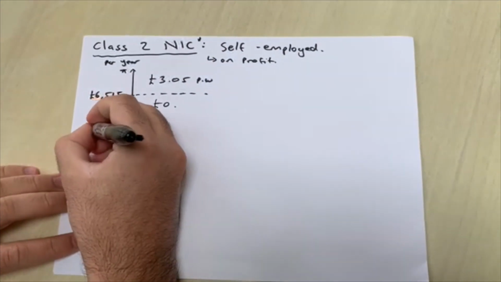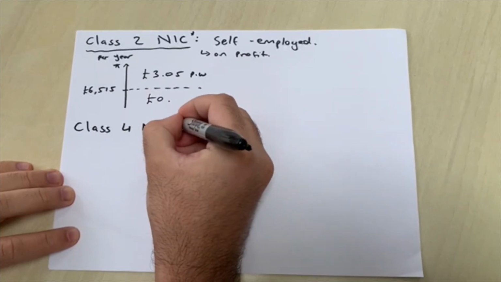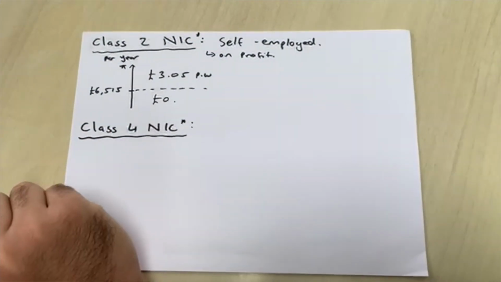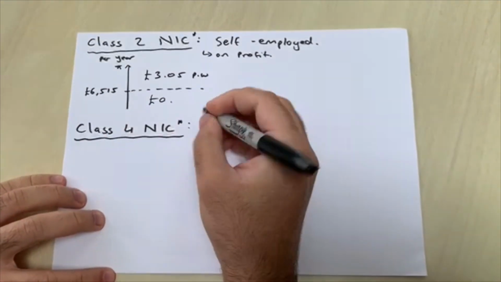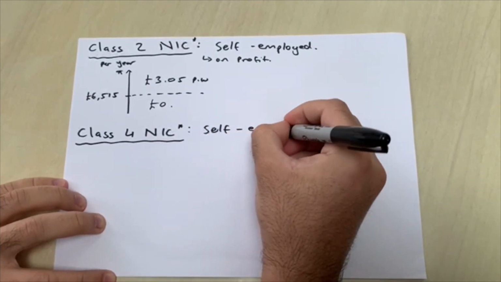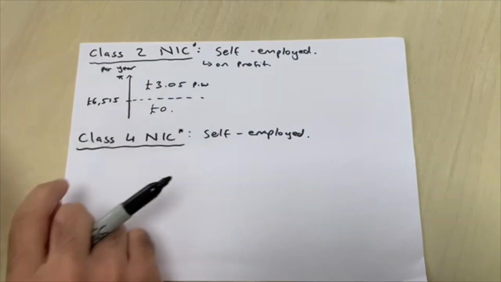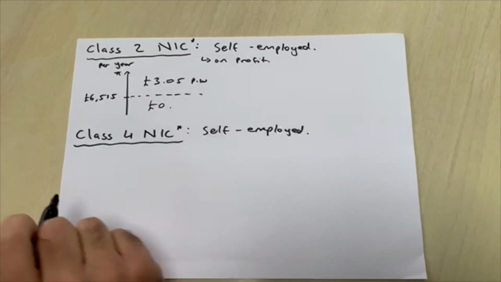Now, Class 4 National Insurance Contribution. You might be wondering, where's Class 3 gone, Farnu? But don't worry, I'll cover that after this. Class 4 National Insurance Contribution is also incurred by the self-employed. So Class 2 and Class 4 go hand in hand for self-employed people.